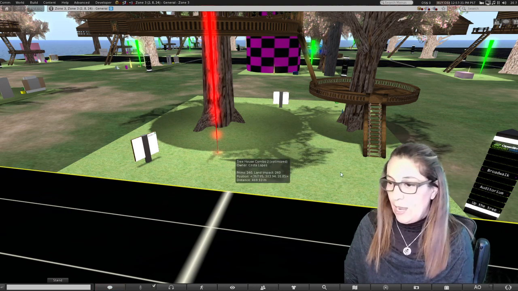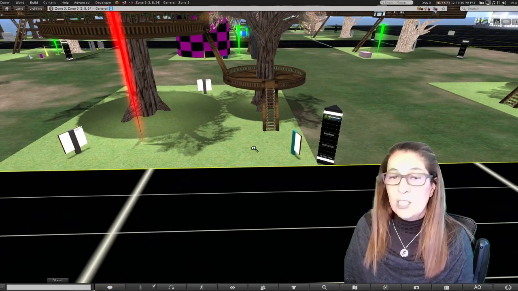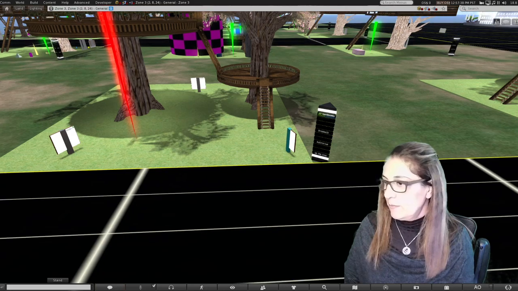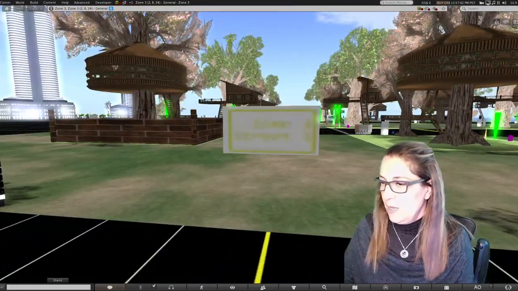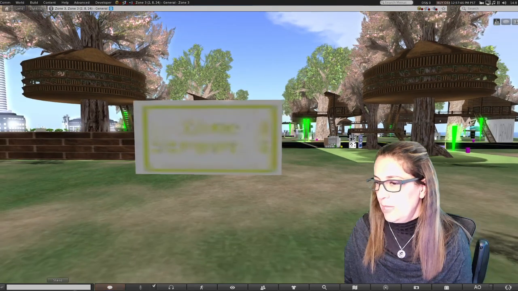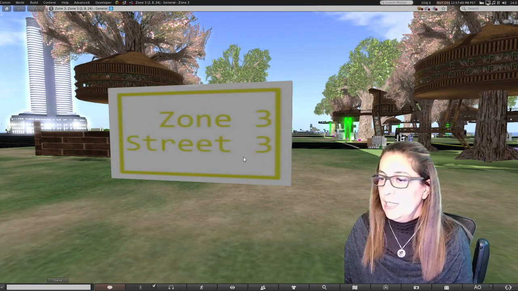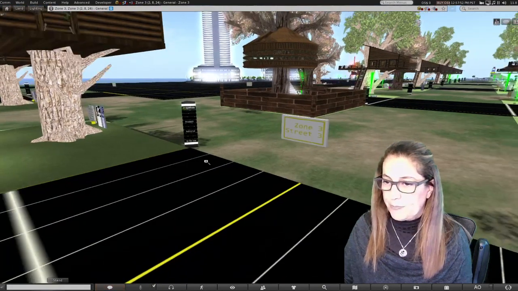First of all, I'm in some streets in the yellow zone, so I'm in zone 3. I need to know what street I am on. All right, so you're going to go here to the beginning of the street. You're going to check what this street is. Okay, there you go. I'm on zone 3, street 3. That's where I am, right.